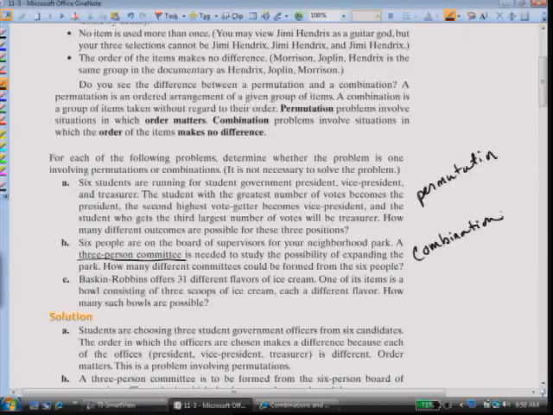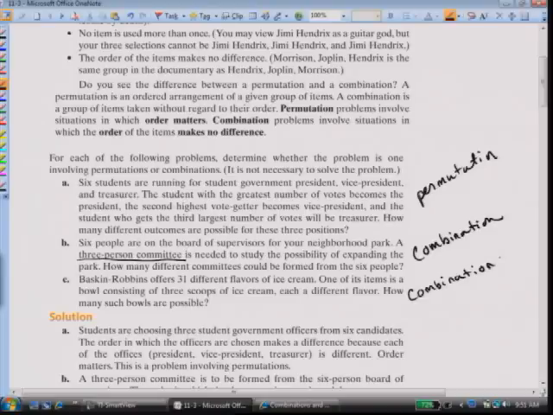All right. How about Baskin-Robbins offers 31 different flavors of ice cream. One of its items is a bowl consisting of 3 scoops of ice cream, each a different flavor. How many such bowls are possible? Well, when you scoop it into the bowl, the order's not going to matter, right? Again, the order doesn't matter. You just have 3 different types. So that, again, is a combination. You have strawberry, vanilla, chocolate, it's just in the bowl, strawberry, vanilla, chocolate.